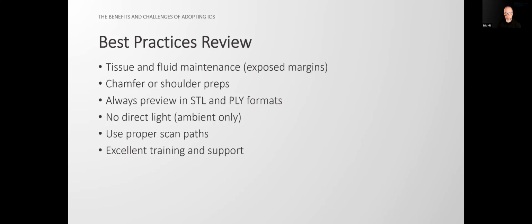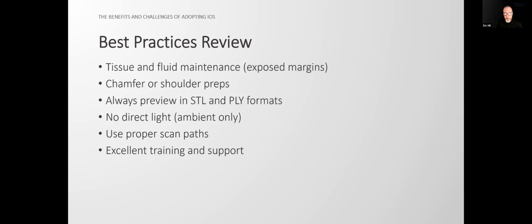You won't even know it. It'll look to the end lab like everything is perfectly fine. And then you might get something like a short margin that is 0.3 of a millimeter off or something. In a lot of those scenarios, it's scanning the fluid. So make sure that you're doing excellent fluid maintenance and tissue maintenance to expose that margin.